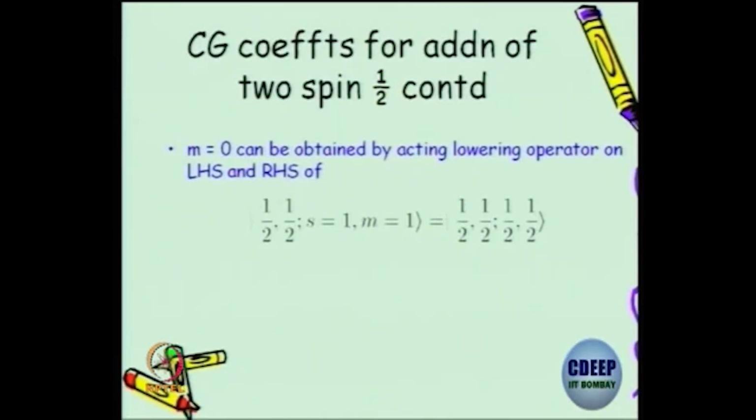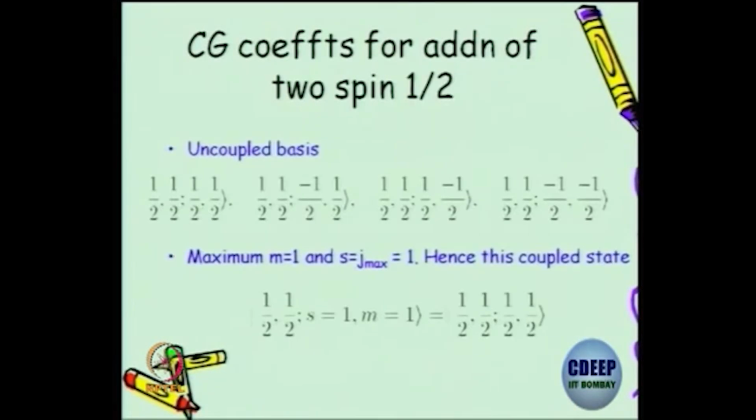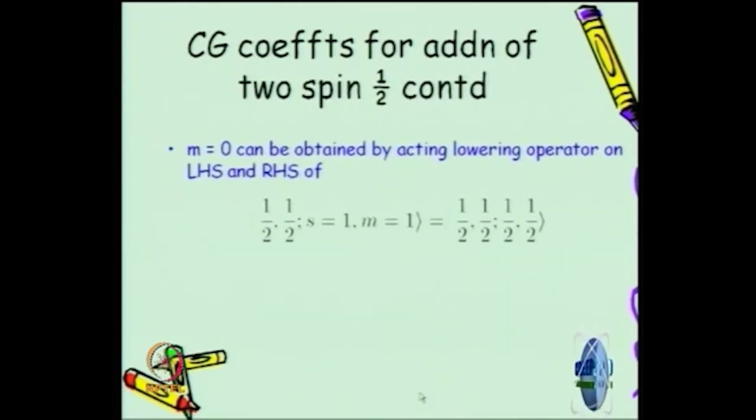Then the next thing is, we need to go one step lower than M maximum. M maximum is 1, right? The next one is M equal to 0. So M equal to 0 can be obtained by acting the lowering operator on both the left hand side as well as the right hand side. But the lowering operator here will be the lowering operator in the coupled basis, and the lowering operator here will be the uncoupled lowering operator. So that is a very important thing which you should remember. So how do you do that?